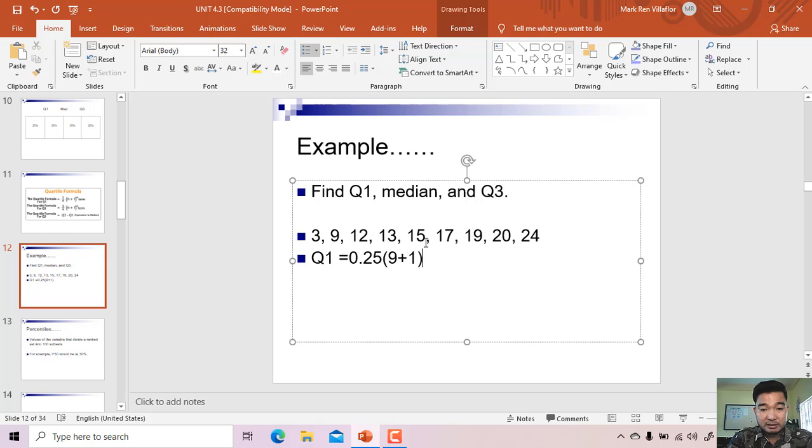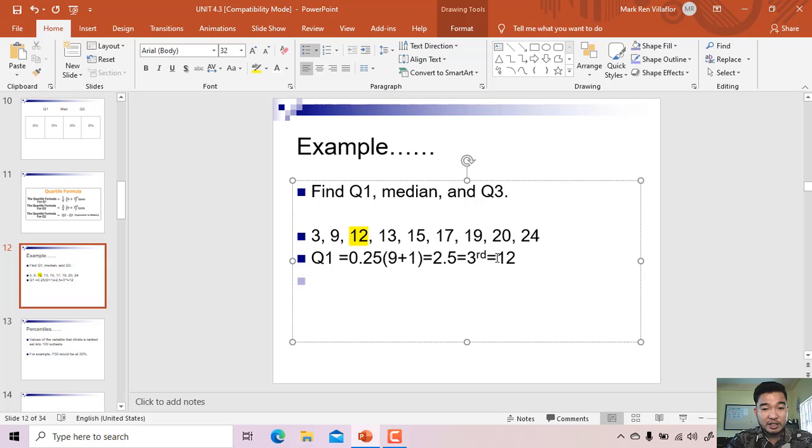So, yan yung pang position niya. No? Okay, so you will have 9 plus 1 is equal to 10 times 0.25. 10 times 0.25 is equal to 2.5. Dahil 2.5 na yan, you round it off. Kaya ang ating first quartile ay yung third number in the set of scores. Ano yung third number? 1, 2, 3, that is equal to 12. So this is our Q1, 12.